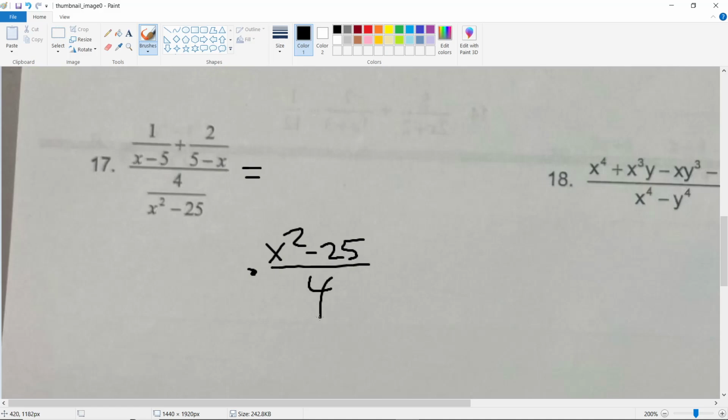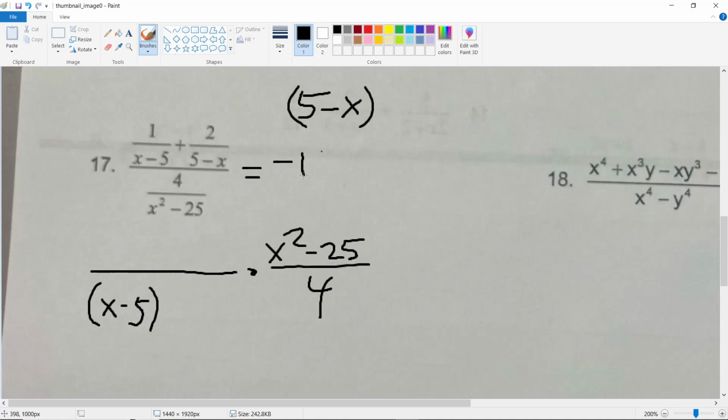And then, on top, when there are two fractions with different denominators, number one, the common denominator is just the two denominators times each other. Now 5 minus x I'm going to rewrite, because a lot of times this happens. I'm going to factor out a negative 1, and that's going to change the signs of both things inside the parentheses. So that's going to be x minus 5. So I'm going to write the negative 1 here, x minus 5.